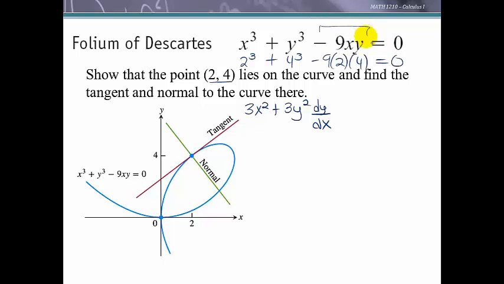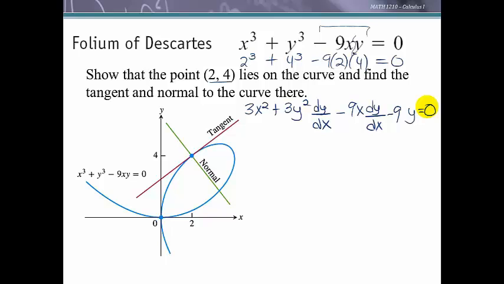Now looking at this next term, this is actually a product, negative 9x multiplied by y. So I'm going to need to use the product rule. The product rule says first times the derivative of the second is y, so the derivative is dy/dx, plus the second, which is y, times the derivative of the first is negative 9. After I do the product rule there, I have equals, the derivative of 0 is 0.